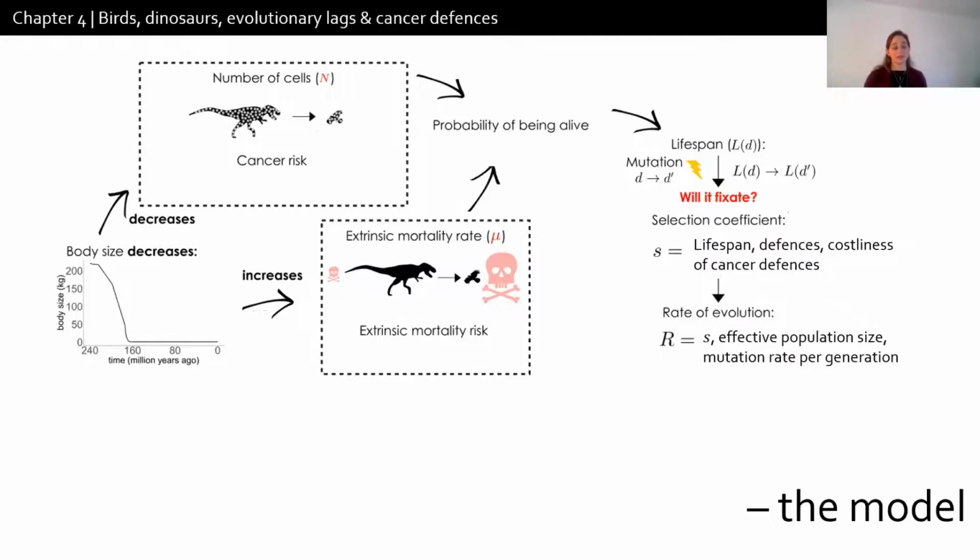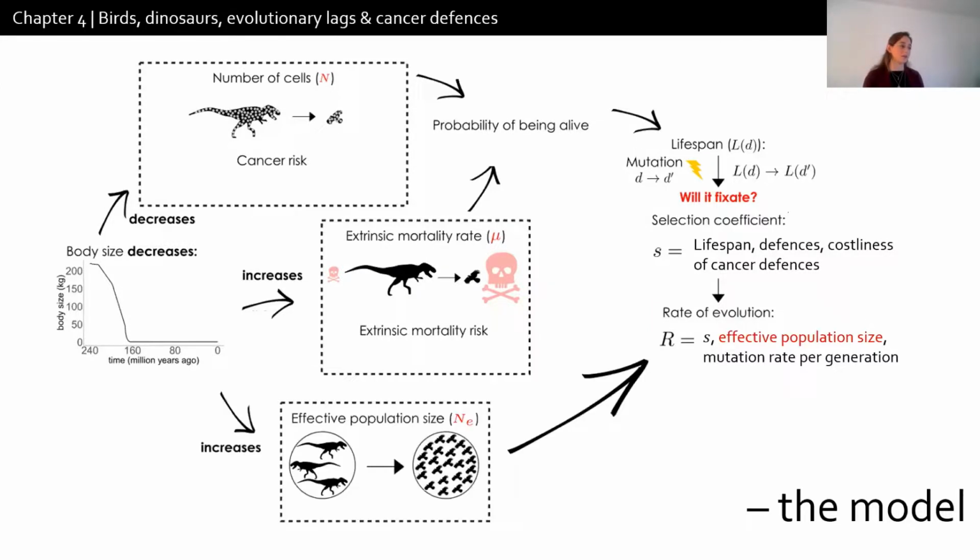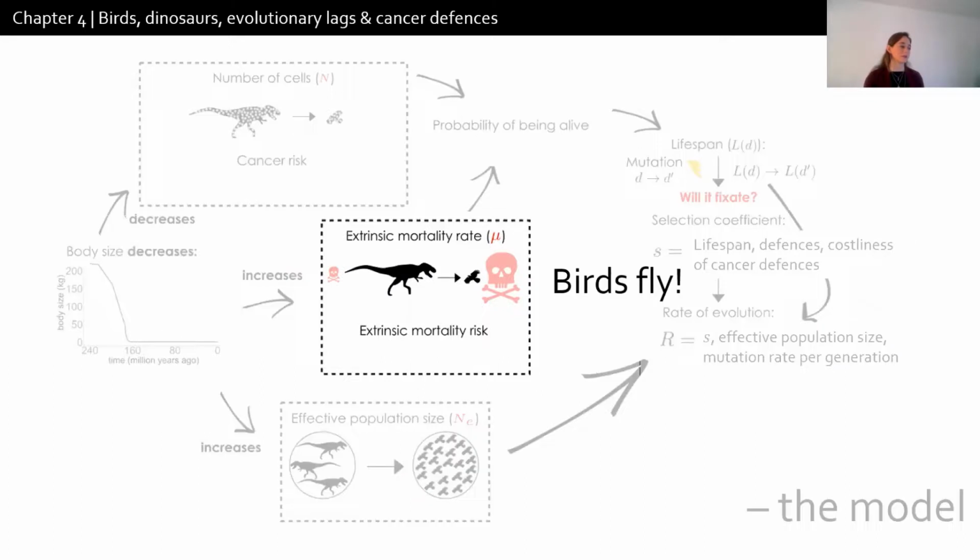And with this, we use this to calculate the rate of evolution, the rate at which these kinds of things will happen and substitute in the population, like these mutations will fixate in the population. And these depend on things like effective population size and mutation rate per generation, which I'm not going to talk about today, but they also depend on different aspects of body size decrease.